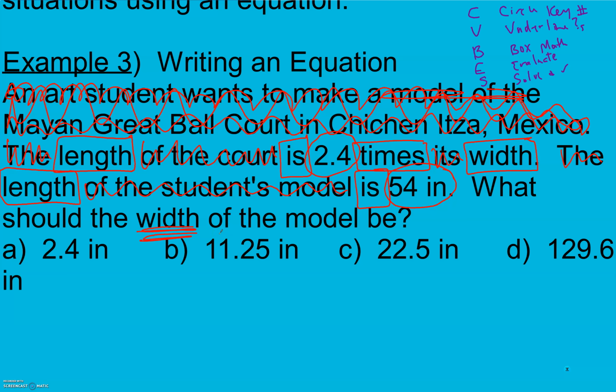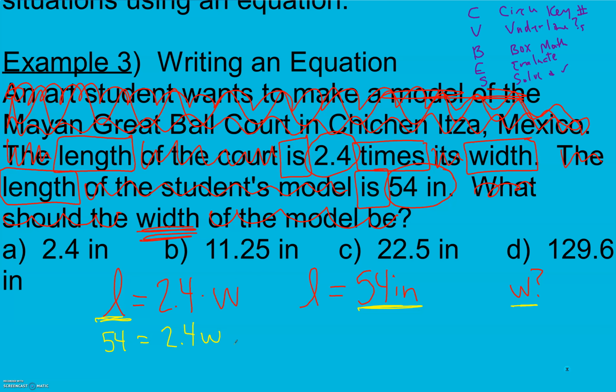Now, we can take this information and write it down. We have length is, means equals, 2.4 times, means multiply, width. Our next sentence says length is, means equals, 54 inches. And the third one tells us we're looking for the width. What is our width? That's our question. Here, I'm just going to look for W, which means I need to plug my L into my equation. I know it's 54 inches equals 2.4 W.